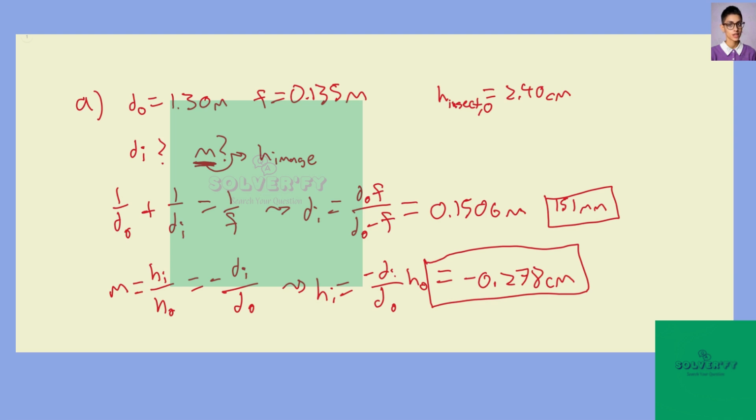So then, what kind of image is this? Well, it is real. The height is negative of the image, so it is going to be inverted. And finally, it is reduced. It is much smaller than the original.